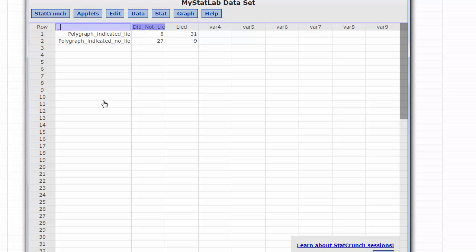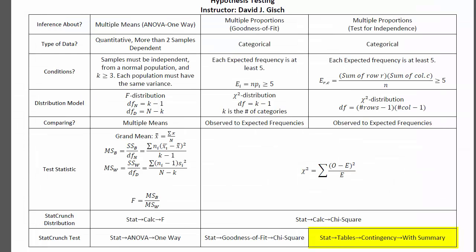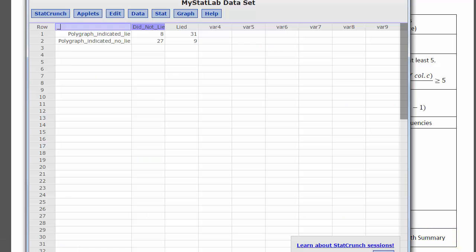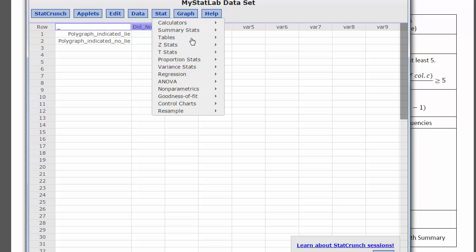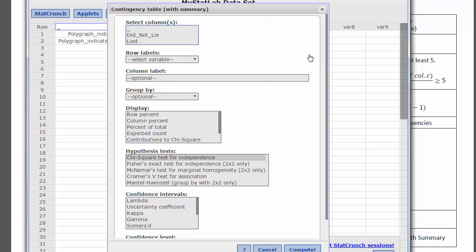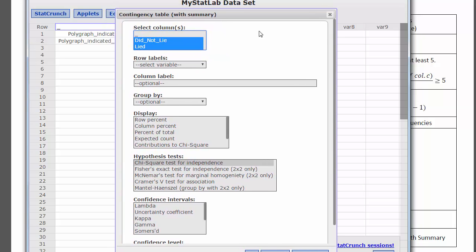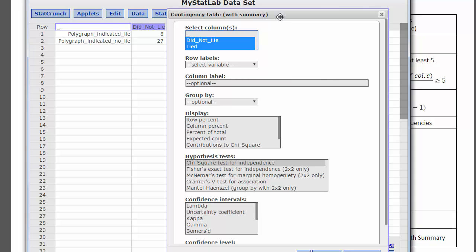If I'm going to do this, you can always go to the formula sheet if you forget where to go in StatCrunch. Down here at the bottom: stat, tables, contingency with summary. So we'll go to stat, tables, contingency with summary. What are our columns? Both of these are our columns, and there they are, the 2 columns of data. Now the row labels, for some reason it labeled with an underscore, so the two things under that underscore column are the row labels. Then select expected count, because that's going to help us check our conditions. Otherwise, we can leave everything else alone.